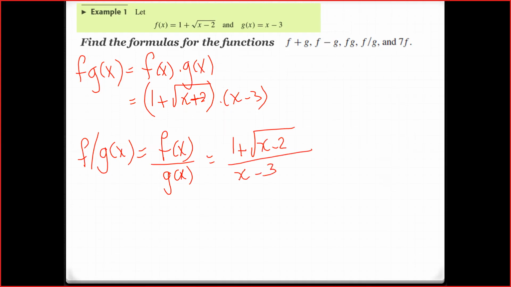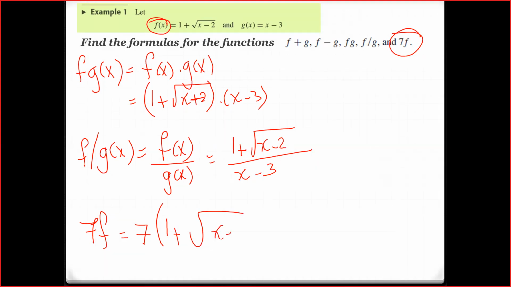I just divide the two functions. Now the last one, 7f. It is 7 times f of x, which is 1 plus square root of x minus 2. After you multiply, you use the distributive property. So it will be 7 plus 7 square root of x minus 2. Okay? Is it clear or should I repeat?